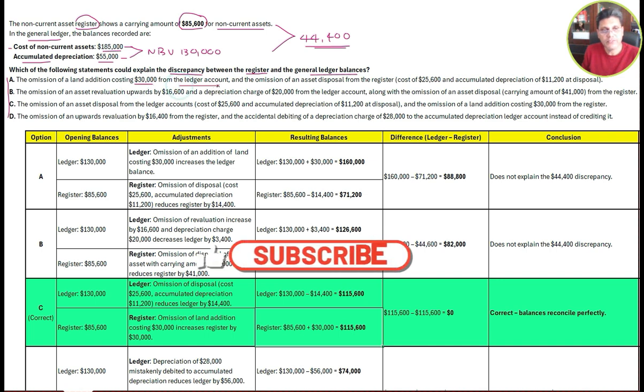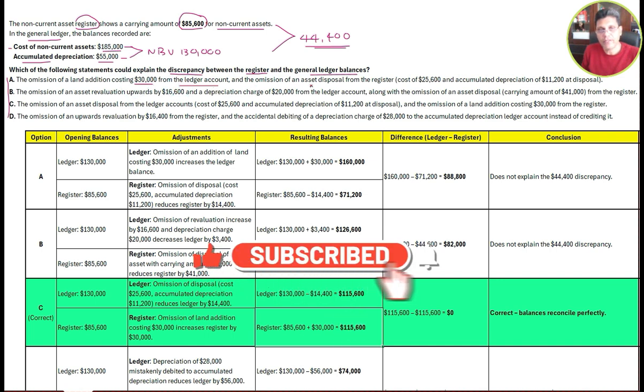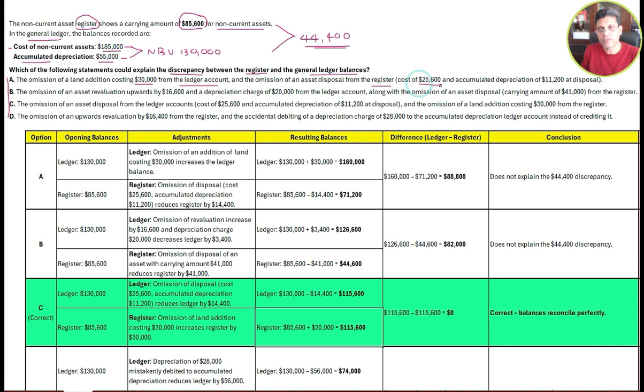$30,000 from the ledger account and the omission of an asset disposal from the register, the cost is given as 25,600 and the accumulated depreciation is 11,200 at disposal. Now if you look at this, to correct the ledger balance, we need to add back this 30,000 as this was omitted from the ledger. So as a result of that, the ledger balance will increase by 30,000.